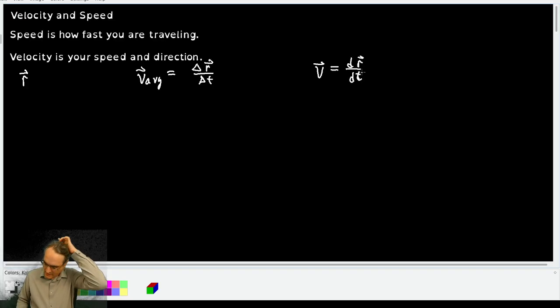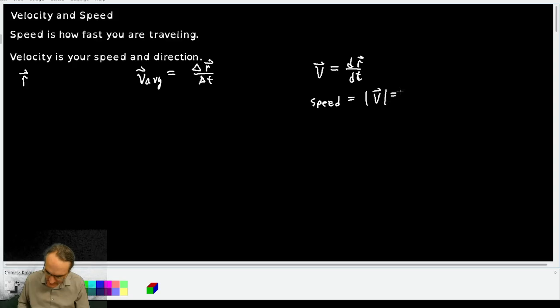Right, if we're talking about what this means in terms of a graph, the velocity is essentially the slope of the position versus time curve. Alright, if we want the speed, that's just essentially the absolute value of the velocity vector. So you'd be looking at something like dr/dt inside absolute values.